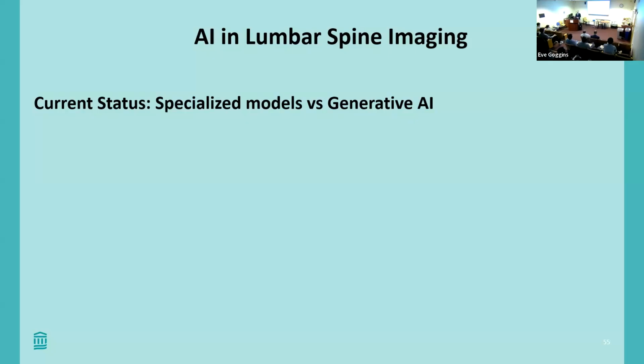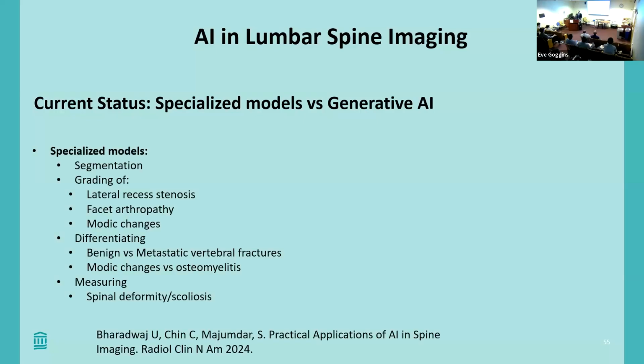Generalized AI are things like ChatGPT, Claude, universal large language models that know a lot about medical imaging, but they're not that good at image interpretation. So specialized models have been made for segmenting the spine, various grading things like we spoke about, lateral recess, facet arthropathy, differentiating benign from metastatic fractures, things like this. These models have all been made public and reportedly with high reliability.